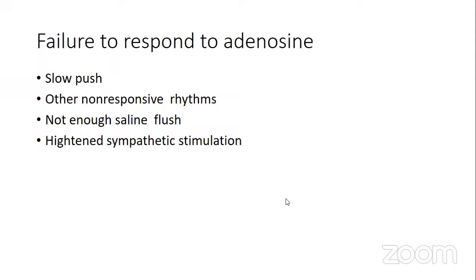So, what are the causes of failure to respond to adenosine? It can be due to very slow pulse, or adenosine being deranged. It can also be due to other non-responsive rhythms, not enough saline flush being used, or heightened sympathetic stimulation. Other drugs are IV amiodarone.